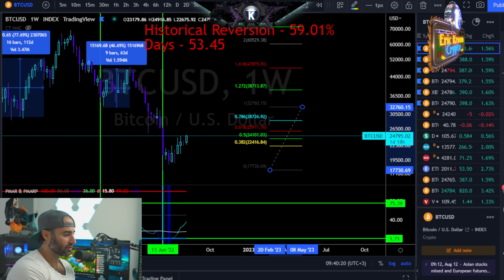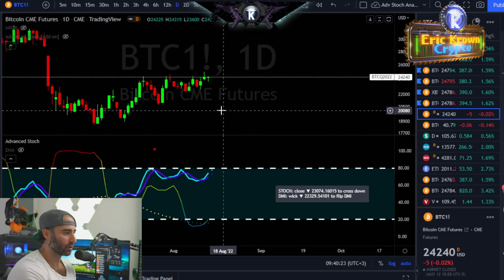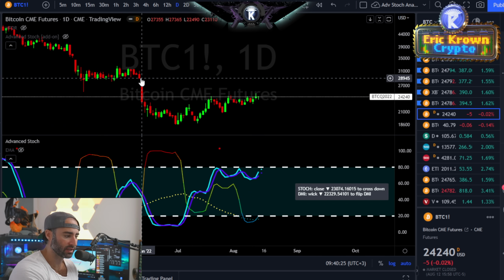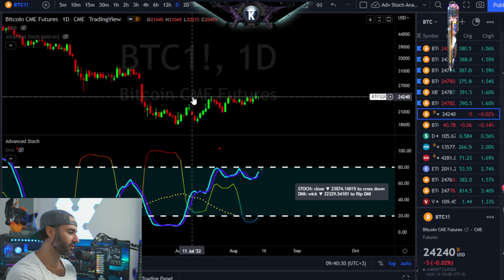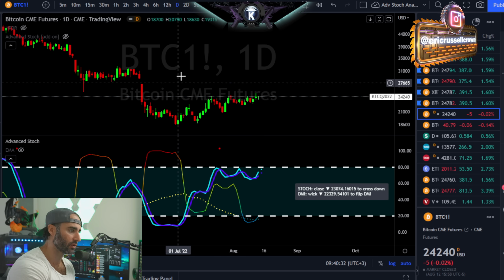The thing that's also interesting about that, if we go over here, is that would also be a daily CME gap that we did see from the gap down move from the 10th of June, actually, when Bitcoin tumbled from about 30,000 to our current lows of 18 or so thousand.